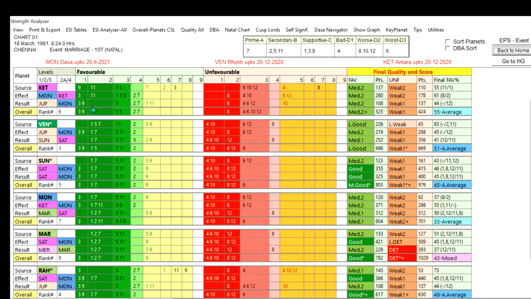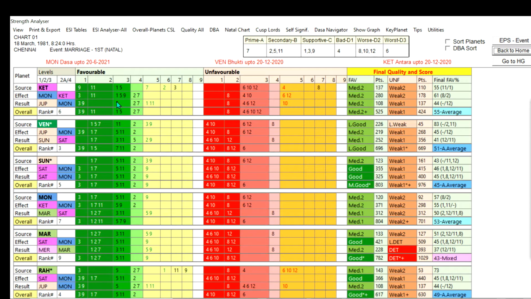The advantage of this analyzer table is that all the houses are signified by the particular level: star level, sub level, and the fourth level, that is the sublord and the star lord of the sublord. Combinedly, what houses are favorable and unfavorable are given here. So that way it will be more useful.